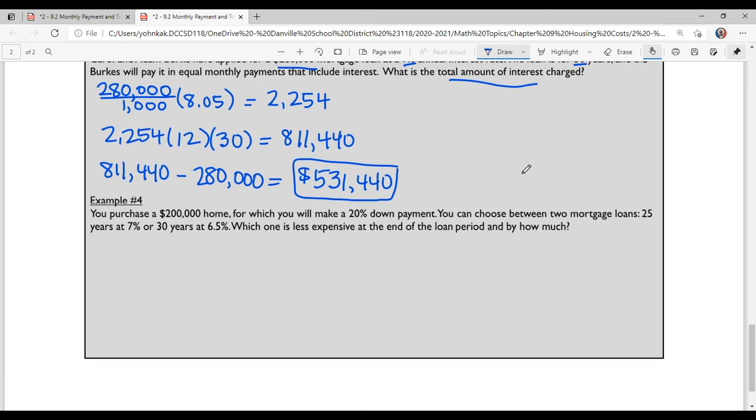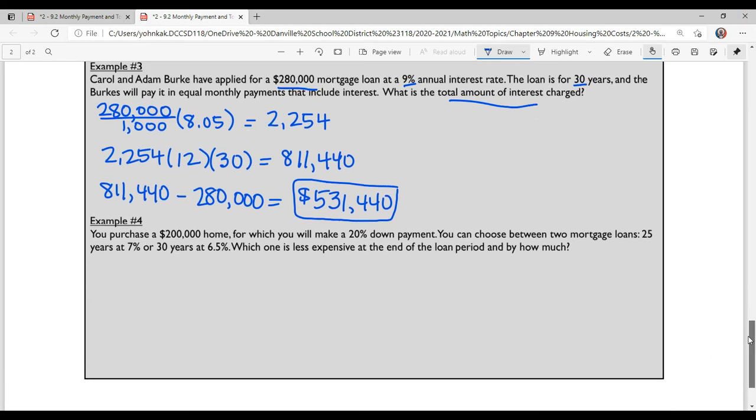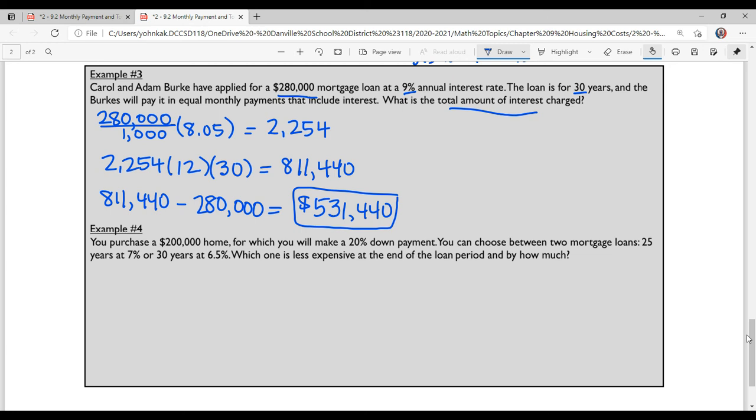Okay, one more example. Number 4. You purchase a $200,000 home for which you will make a 20% down payment. You can choose between two mortgages, 25 years at 7% or 30 years at 6.5%. Which one is less expensive at the end of the loan period and by how much?